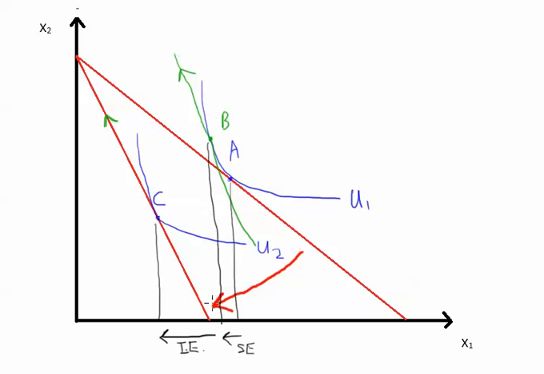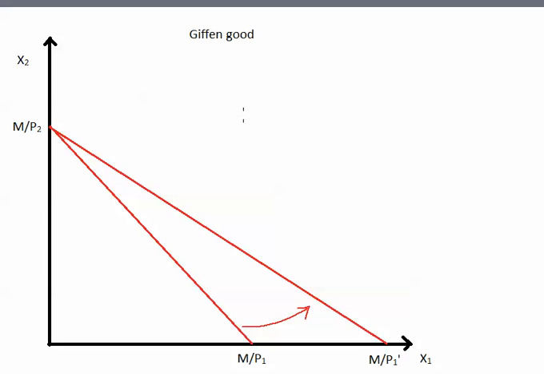So in this case, the income effect is reinforcing the substitution effect. They're working in the same direction. But this isn't necessarily the case. The income effect can also work in the opposite direction to the substitution effect. And I'm going to show that in one more example. Okay, so here we have an example of a Giffen good.